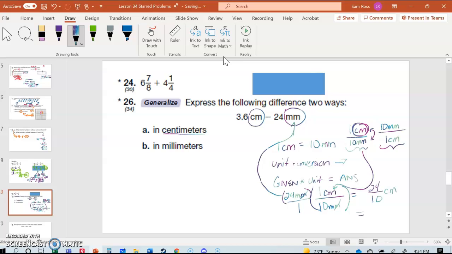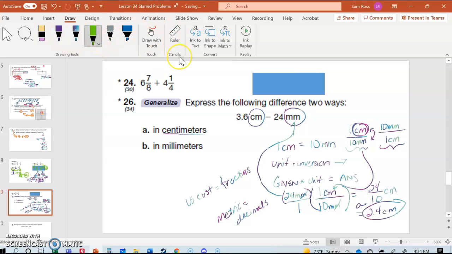And then when I divide this out, keeping in mind that since this is metric, we have decimals for our parts. If it's U.S. customary, we have fractions. Okay, so this is going to be 2.4 centimeters if you do this on your calculator, and that's the answer to A. Let's see. For B, I need everything in millimeters.